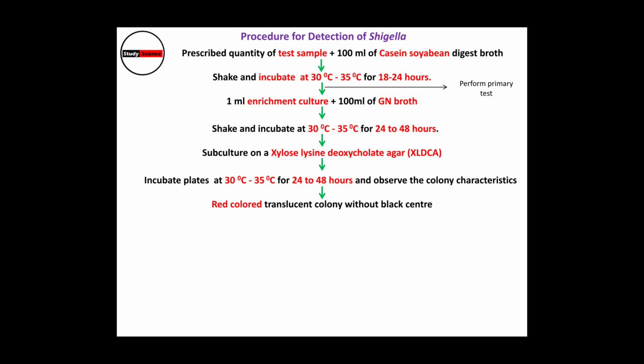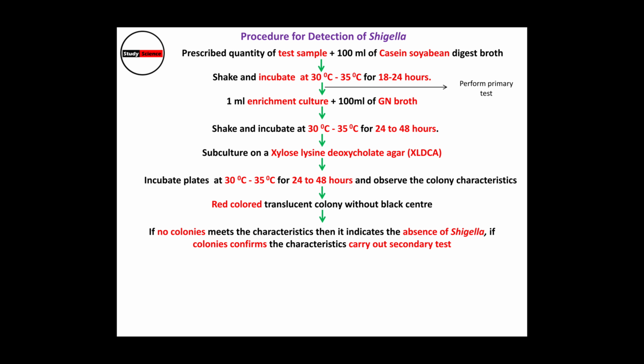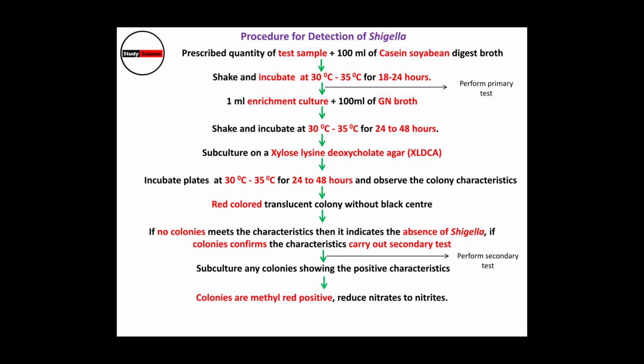If red color translucent colonies without black centers are observed, it means there is a possible presence of Shigella. If no colonies are observed, it means there is an absence of Shigella. To confirm the presence of Shigella, perform a secondary test, in which any colony showing the positive characteristics is subcultured. Colonies are methyl red positive, which reduces nitrates to nitrites, which indicates the presence of Shigella.